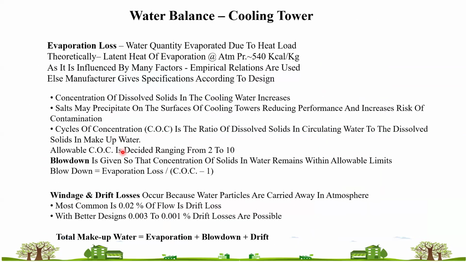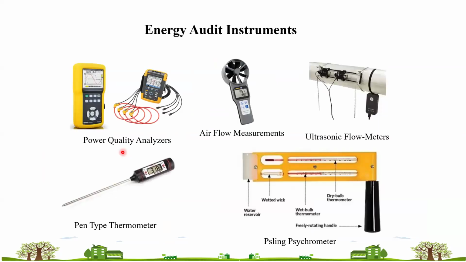Till now, any doubt in the cooling tower? Sir, I have just one question. Yes. Suppose in the cooling tower, I don't get the delta T, which ideally should be 5 degrees. Then what will be the probable reason?